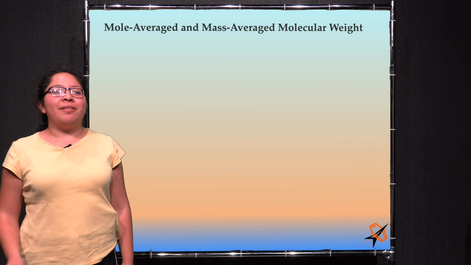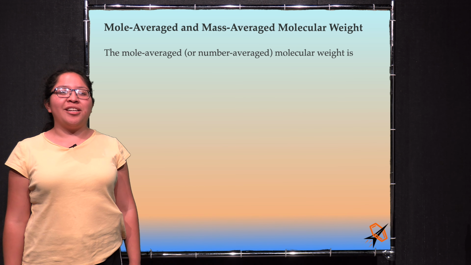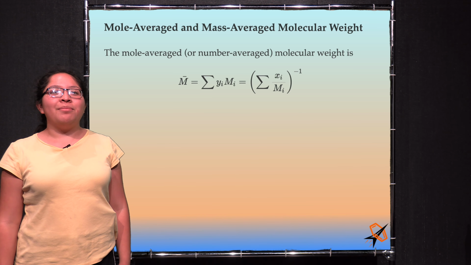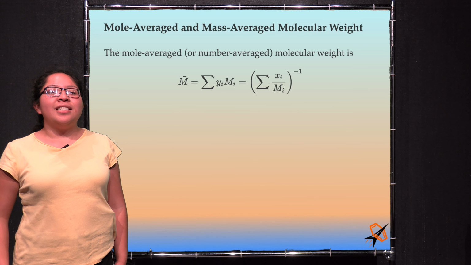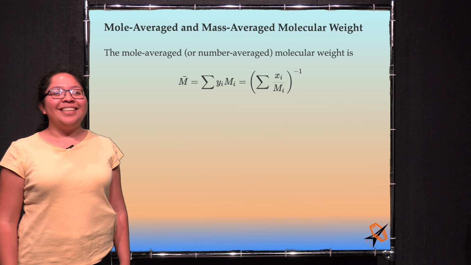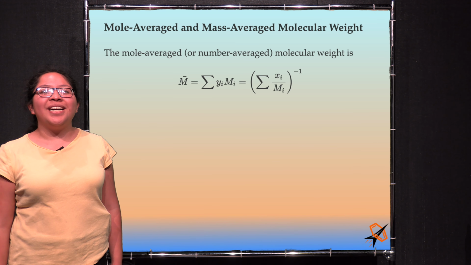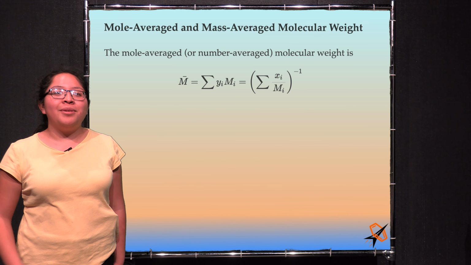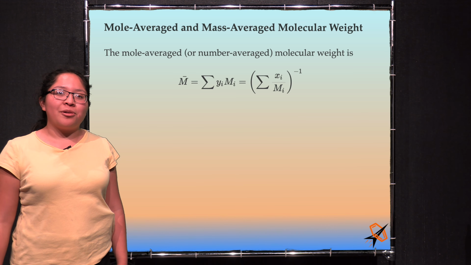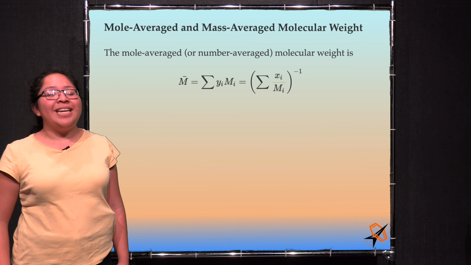There are two sorts of average molecular weights. The first is a mole average or number average molecular weight. It is given by the sum of the mole fractions of each species times its molecular weight, which can seem fairly obvious. You could also calculate it by taking the mass fraction of each species, dividing it by its molecular weight, summing those together, and then taking the reciprocal. It may take you a little bit to prove the formula, but it could come in handy.